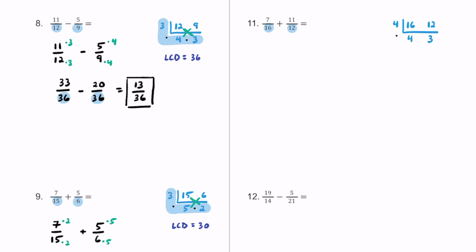And then we can multiply these outside numbers to get the LCM or LCD. So 4 times 4 is 16, 16 times 3, that's 48. Or you can say 12 times 4 is 48, or 16 times 3 is 48. No matter how you do it, the LCM or the LCD in this case is going to be 48. So let's go ahead and rewrite the fractions.